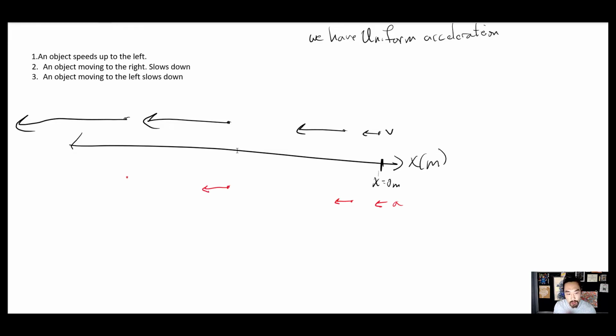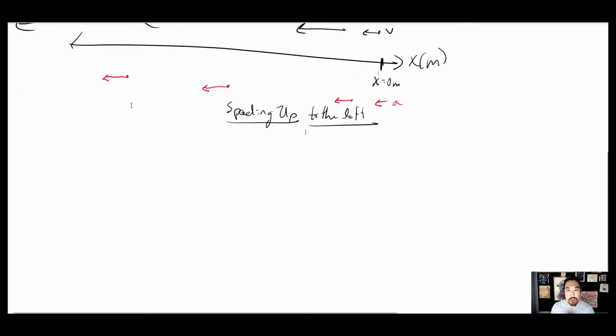So if we are moving to the left and we're speeding up to the left, that little statement right there, speeding up. So wherever you see the word speeding up, or if you're verbalizing speeding up to the left, having this entire verbal helps you out with the motion map. So if we're speeding up to the left, that means our acceleration must be going to the left.